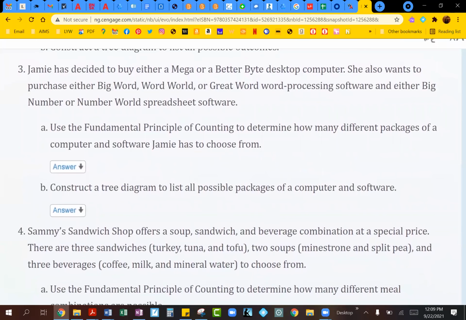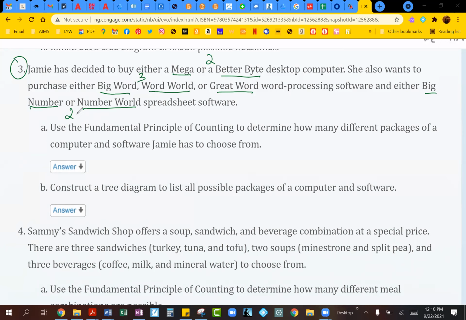So this one is talking about Jamie, who has decided to buy either a Mega or a Better Byte desktop computer. So those are 2 options in the computers. She also wants to buy Big Word, Word World, or Great Word word processing software. So those are 3 options. And she wants to buy Big Number or Number World as her spreadsheet, so kind of like an Excel option. So that's 2 spreadsheet softwares, 3 word processing softwares, and she's got to decide between 2 computers.